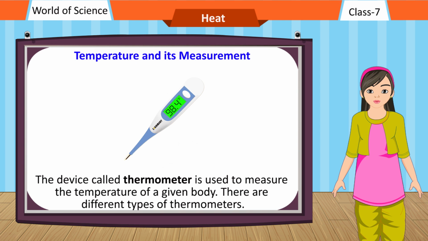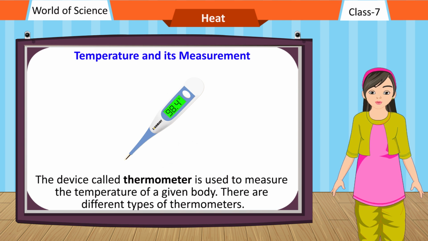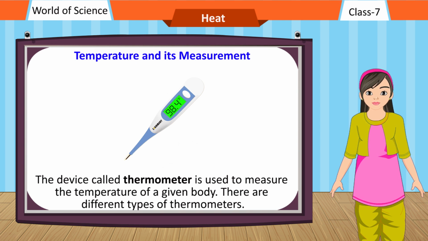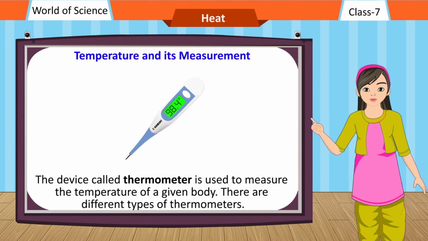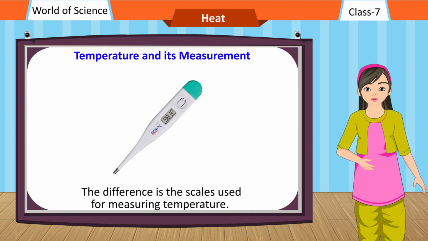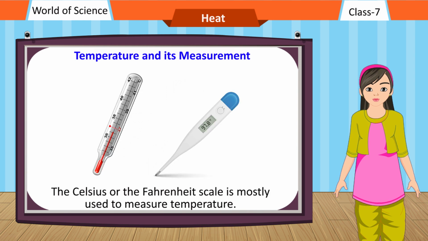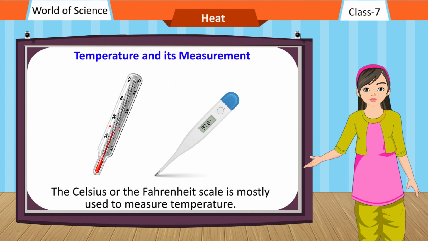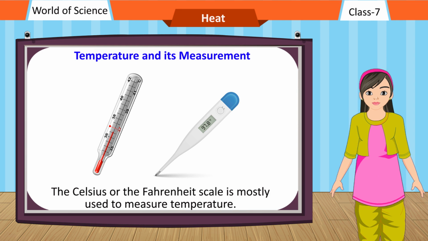The device called a thermometer is used to measure the temperature of a given body. There are different types of thermometers. The difference is the scales used for measuring temperature. The Celsius or the Fahrenheit scale is mostly used to measure temperature.